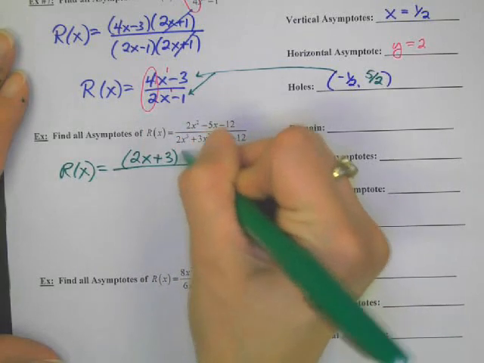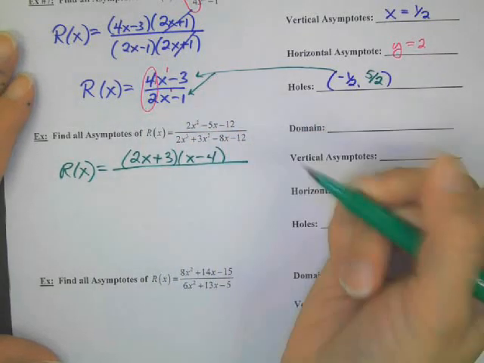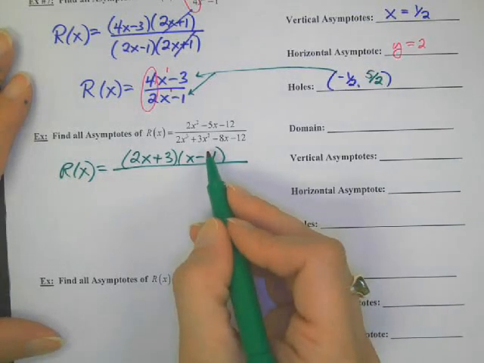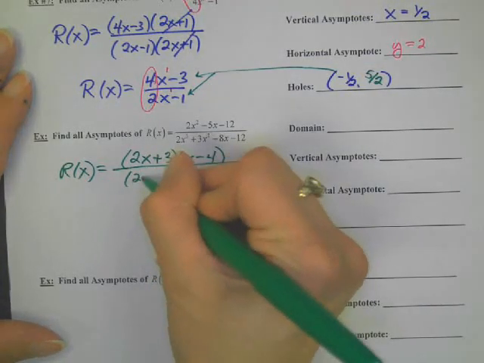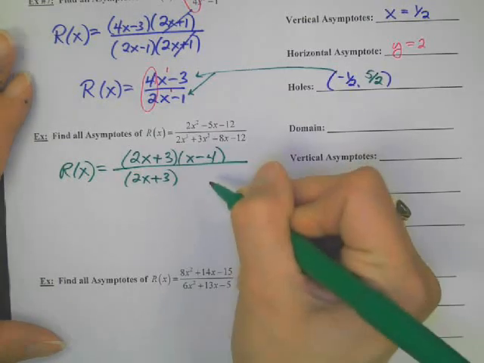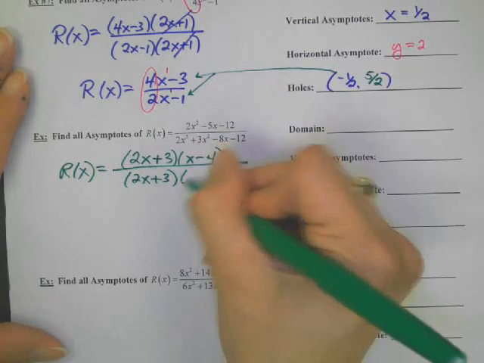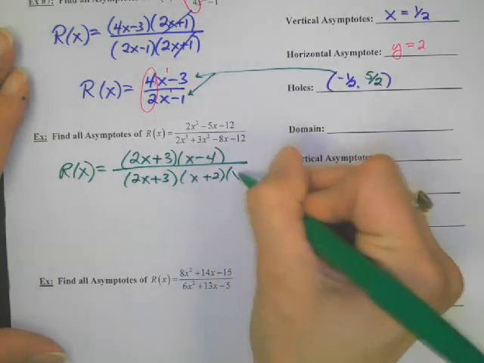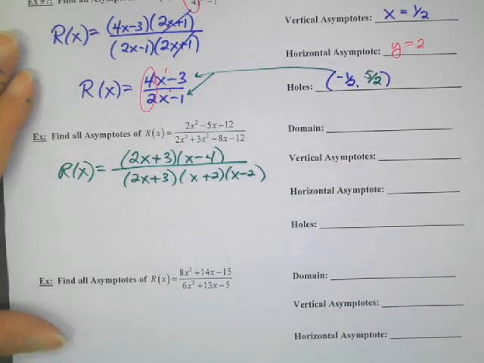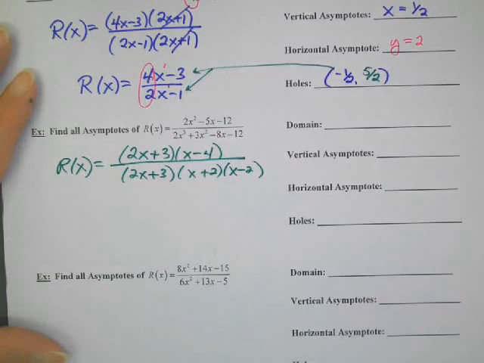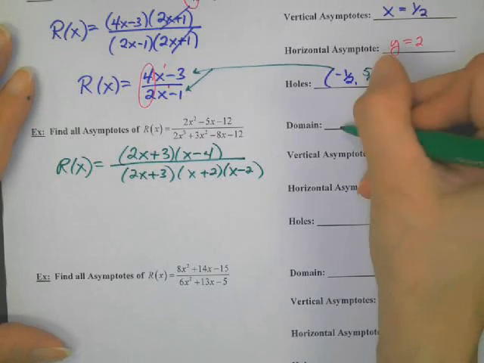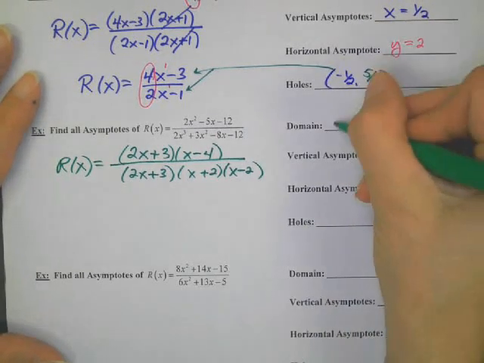2x plus 3, x minus 4. The denominator factored, and we got 2x plus 3, but then it also can be factored further into x plus 2, x minus 2, so hopefully you got all three of those factors down there, because it was a cubic. I highly recommend stating the domain before we go crossing part of them away.